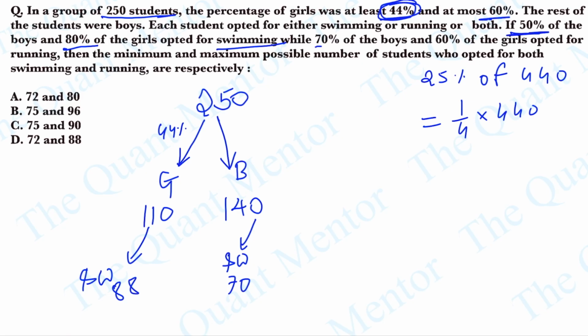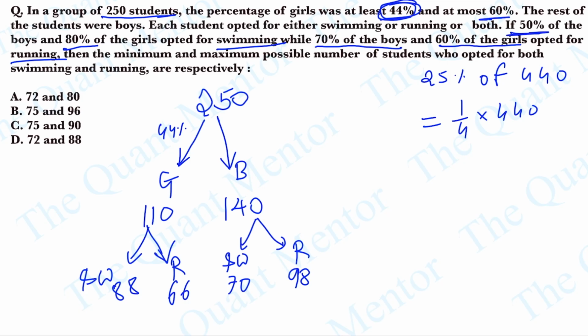Similarly, 70% of the boys and 60% of the girls opted for running. So 70% of the boys is 70% of 140. 70 upon 100 times 140 is 98. 98 boys opt for running. And 60% of the girls, 60% of 110 would be 66. 66 girls opt for running.